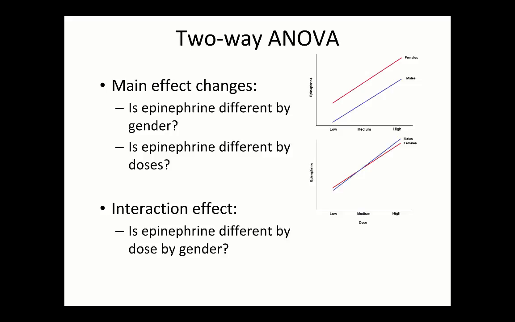The middle graph shows a single main effect, where there are differences between the doses. Higher doses result in higher epinephrine levels, with no gender effect or no interaction effect.